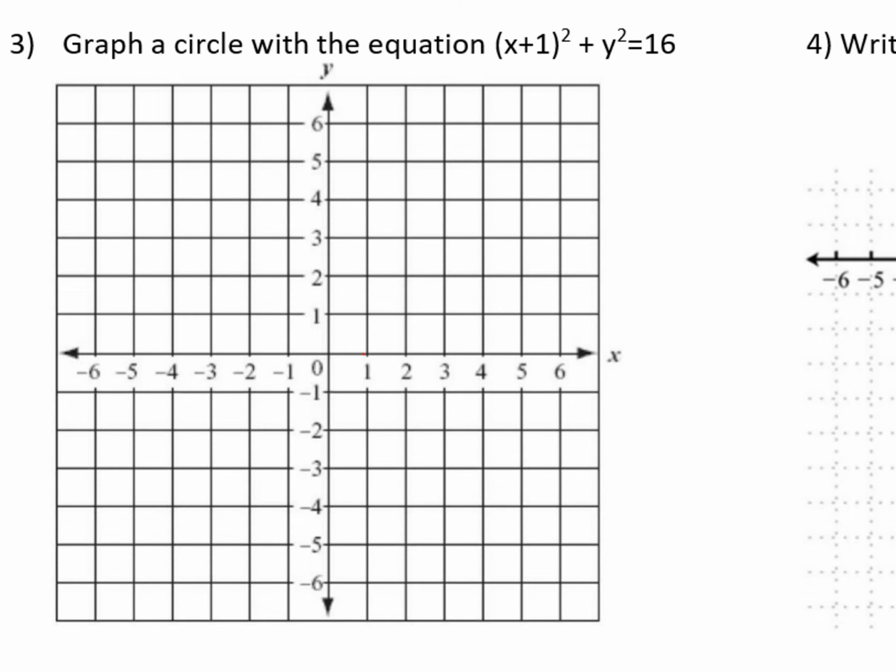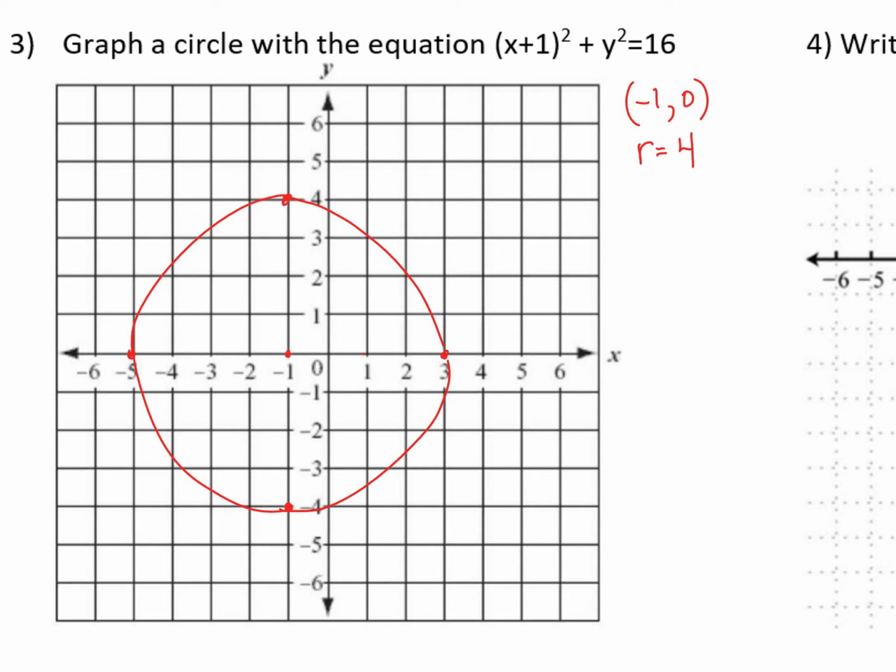Now graphing, again, we're going to pull out h is negative 1 and k is 0 because there is no k value there. The radius would be 4. So at negative 1, 0, radius of 4: 1, 2, 3, 4. I'm going to count 4 in every horizontal and vertical direction, because I cannot count 4 on a diagonal, since that would be a different length. So get your points and try to connect them in a circle.